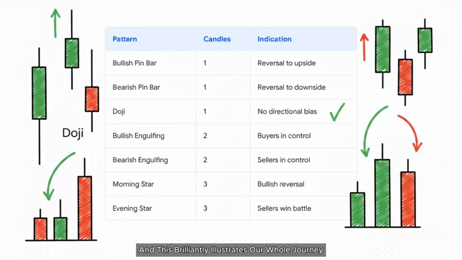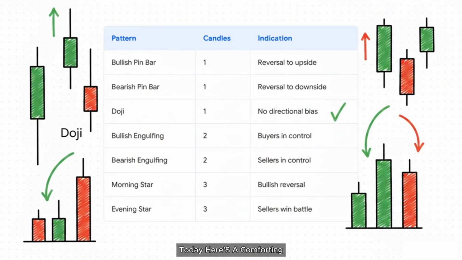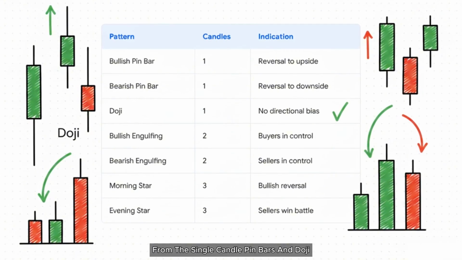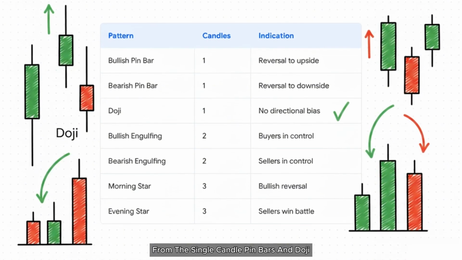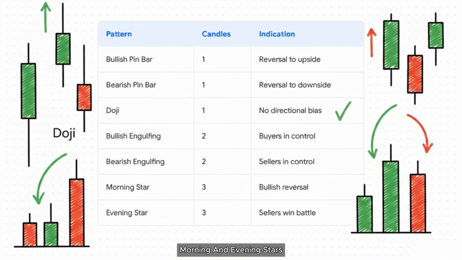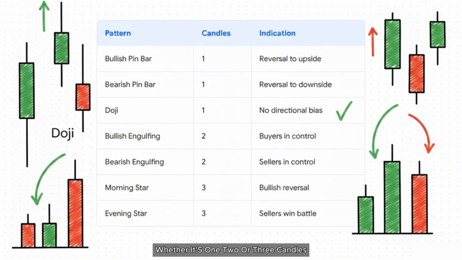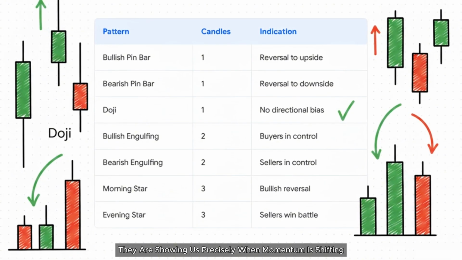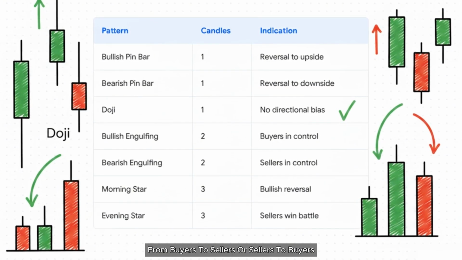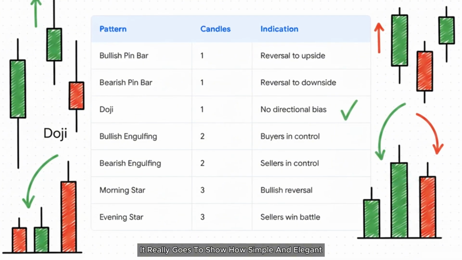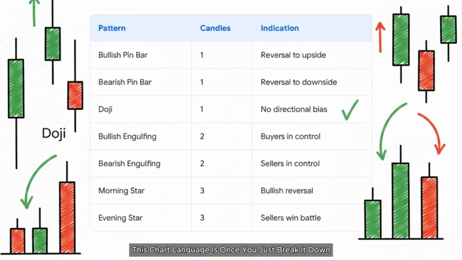And this brilliantly illustrates our whole journey today. Here's a comforting, structured wrap-up matrix of all 7 patterns, from the single candle, pin bars and doji, up to the 2 candle engulfing bars, all the way to the 3 candle morning and evening stars. Whether it's 1, 2, or 3 candles, the underlying meaning is exactly the same. They are showing us precisely when momentum is shifting from buyers to sellers, or sellers to buyers. It really goes to show how simple and elegant this chart language is once you just break it down.